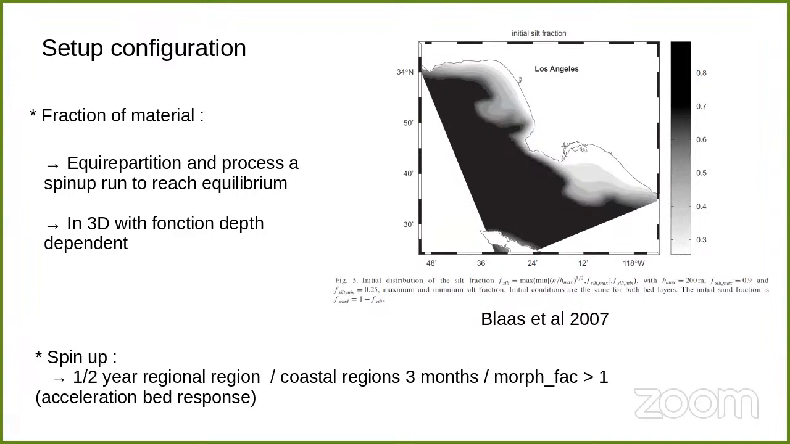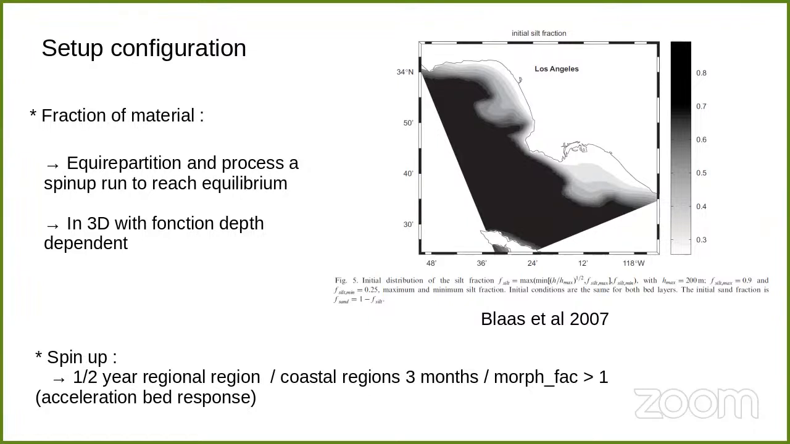So when I talk about equirepartition, it could be analytically. So I mean, you begin your simulation with a fraction. It's written in a namelist, and then you have a spin up. When I said equirepartition, it means that if you have two kinds of grain, you are using 50% of one and 50% of the other, and then you have to process a run to reach the equilibrium.